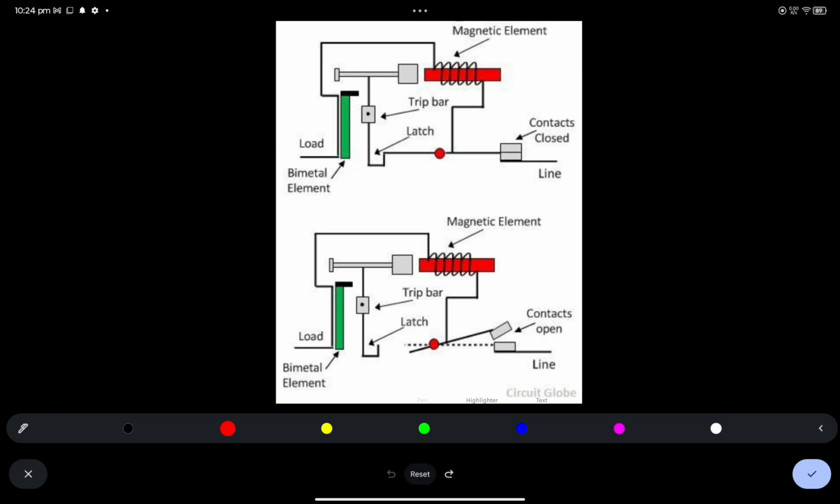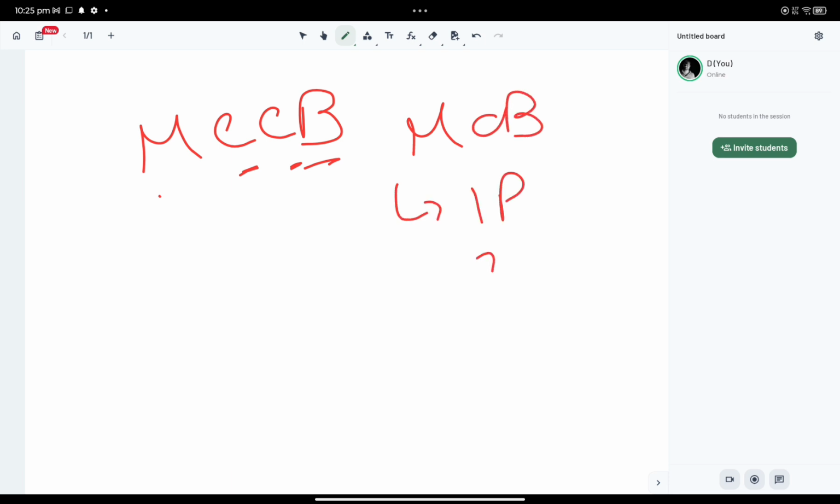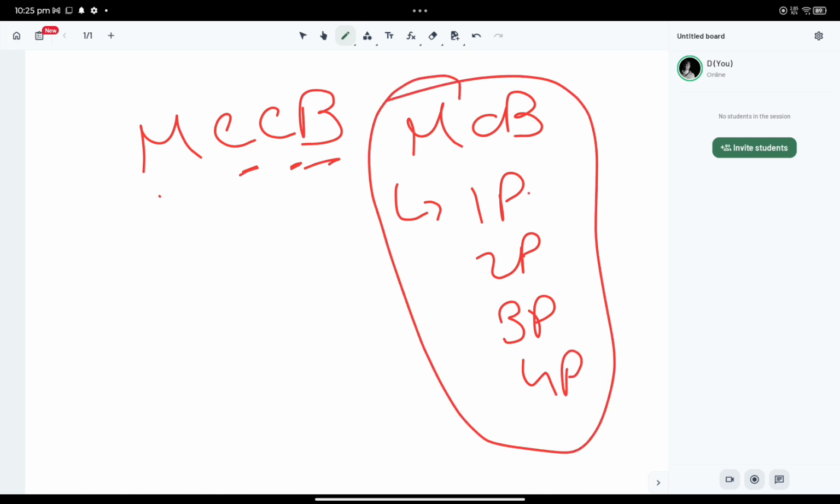So let us see about MCCB. It is a similar working condition, but MCB is used in domestic settings and MCCB is used in commercial. As I forgot to say, MCB comes in single pole, 2 pole, 3 pole and 4 pole. These are the types of circuit breaker, and they have different types of ratings.